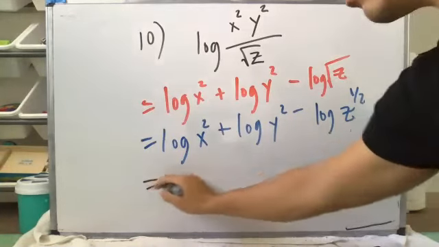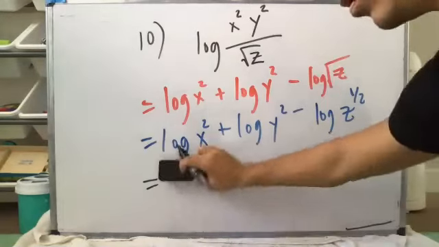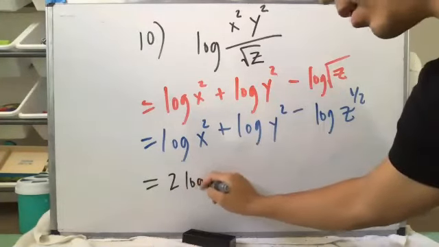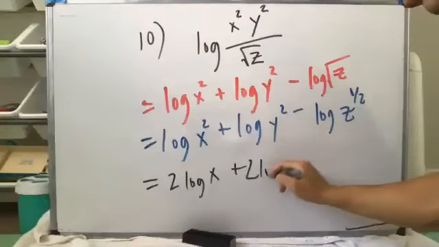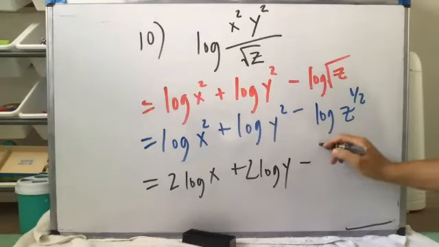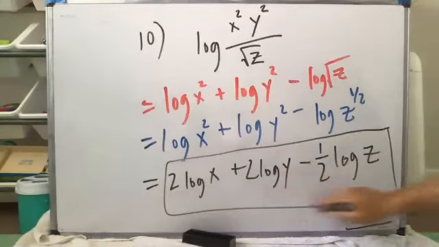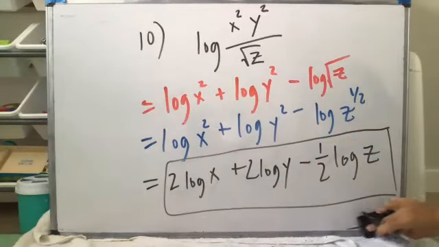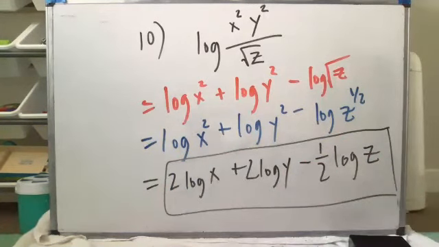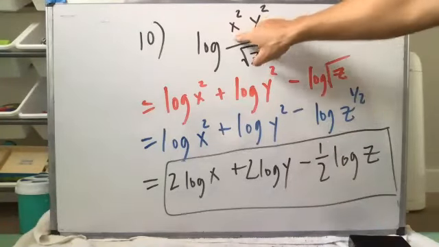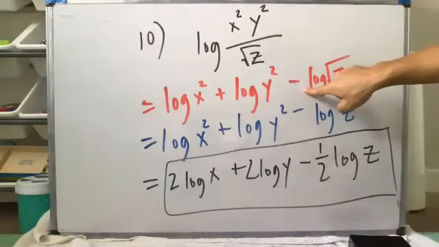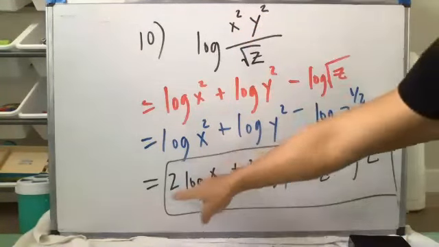Pull the exponents out gives me 2 log base 10 of x plus 2 log y minus 1/2 log z. And that is it. That's your answer. Beautiful. So we actually applied all 3 rules this time, right? We did the multiplication to addition and division to subtraction. And then from here, we pulled the exponents to multipliers in the front.